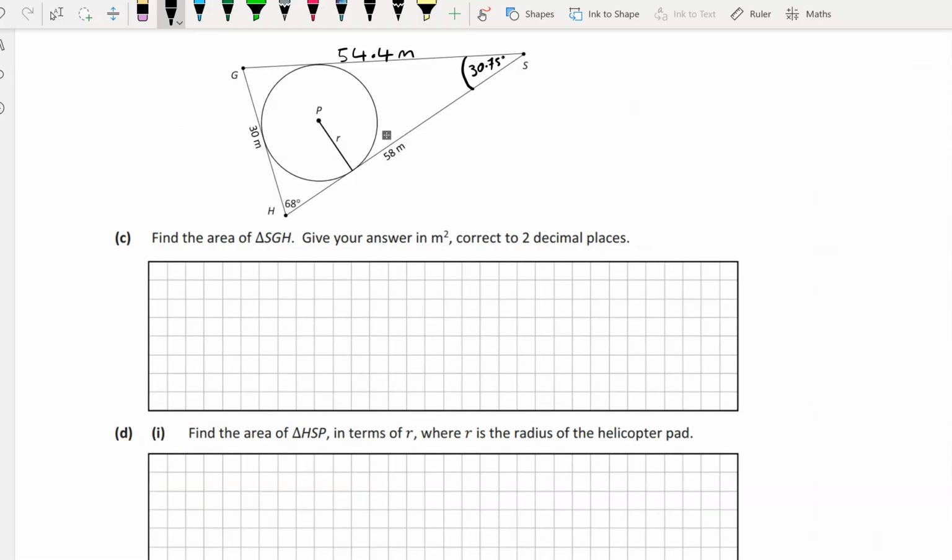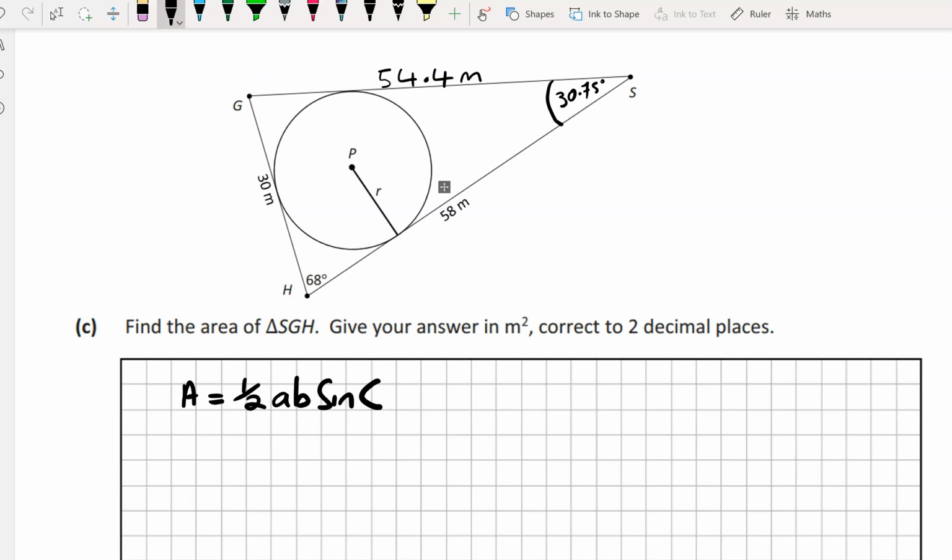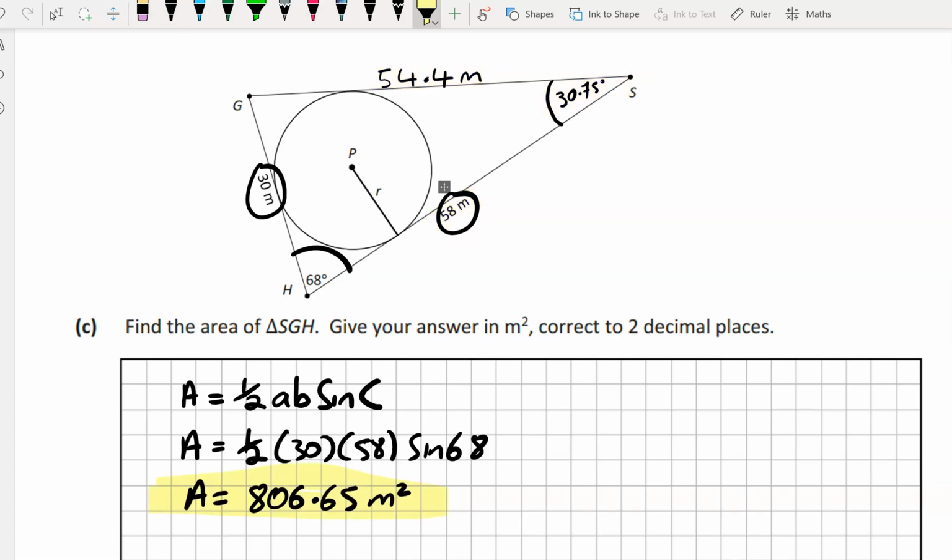Next up, part C, find the area of the triangle SGH. Give your answer in meters squared, correct to 2 decimal places. Going to use the formula, area is equal to half ab sine C. So remember, a and b have to be sides, and C has to be the angle that goes in between them. I'm spoiled for choice here, but I'm just going to use 30 and 58, and my angle is 68. Alternatively, I could use 54.4 and 58, and my angle is 30.75. That would be fine as well. We get an area of 806.65 meters squared.